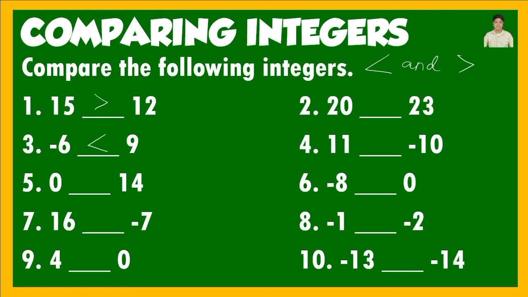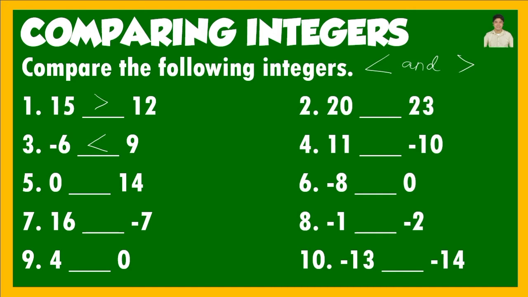So, pwede rin natin gamitin yung number line kapag yung mga numbers natin is malilit lang. Diba? Para mas makita natin kung paano sila kino-compare. Makikita natin na sino yung mas maliit, yung mas malaki yung value. Next. 0 blank 14.